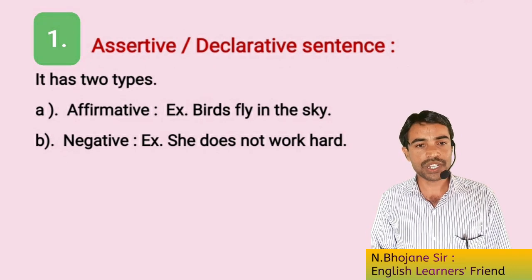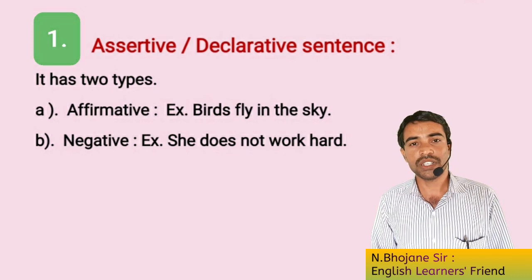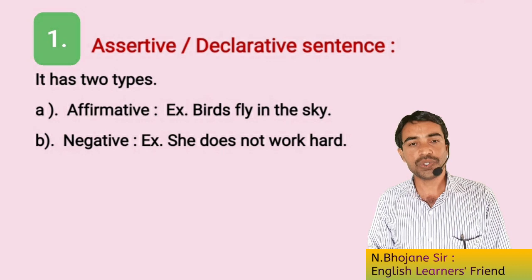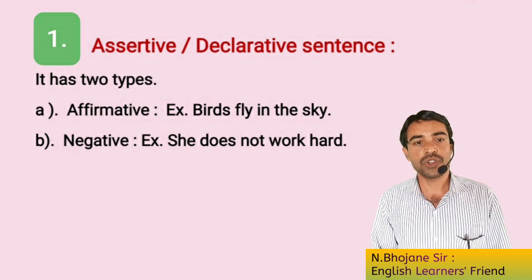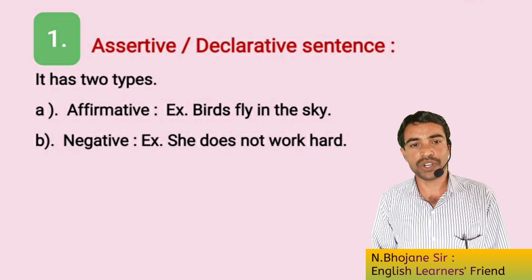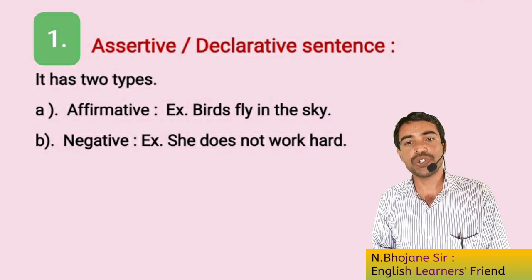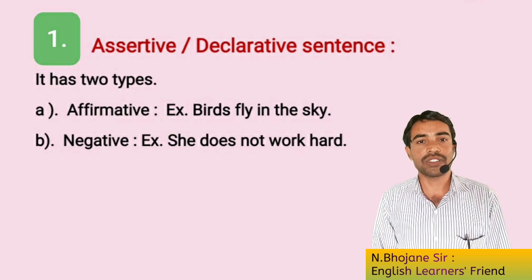An affirmative sentence is any statement that is positive. For example, birds fly in the sky. A negative sentence expresses negation. No, not, none, never. Such words of negation are used in negative sentences. For example, he does not work properly.